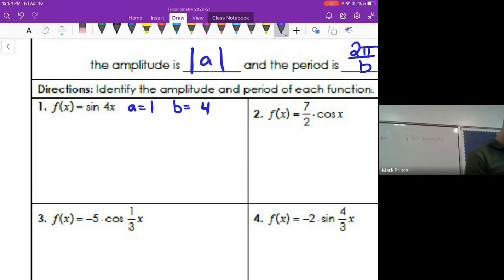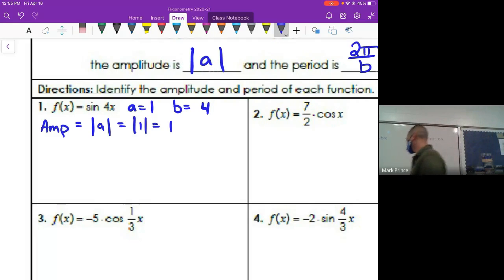All right, so the amplitude is equal to the absolute value of a. Write it out the long way to start, then we can shortcut it in a minute. The absolute value of positive 1 is 1. That means this graph, let's sketch it. Got my graph. Go by 1, negative 1. That means my waves, not talking about period yet though, will be in between 1 and negative 1. They won't get any higher than 1 or lower than negative 1.